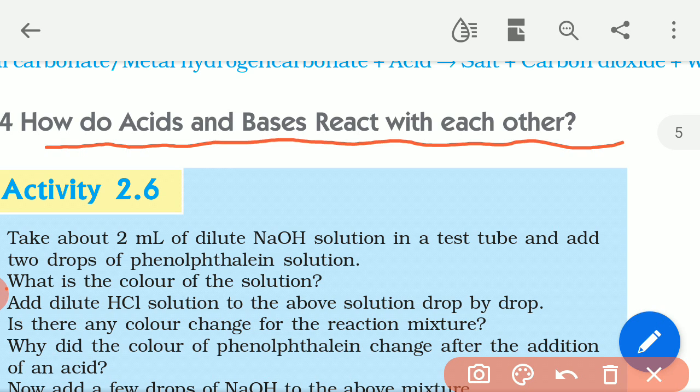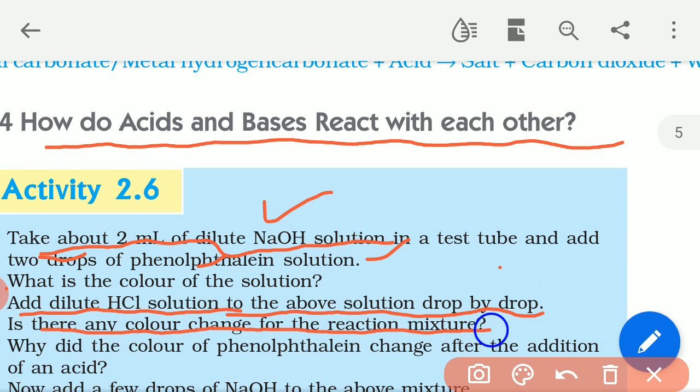Now we take an activity. Take 2 ml of dilute NaOH. NaOH means sodium hydroxide; OH is present, which means it is a base. In a test tube, add 2 drops of phenolphthalein. This is the indicator. What is the color of the solution? Add dilute HCl to the above solution, drop by drop. Will any color change? Observe the mixture. Why does the color of phenolphthalein change after the addition of the acid?